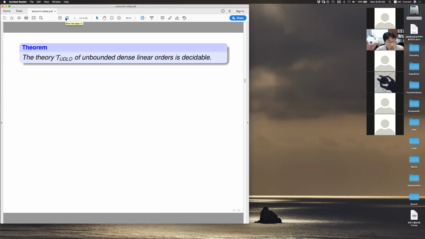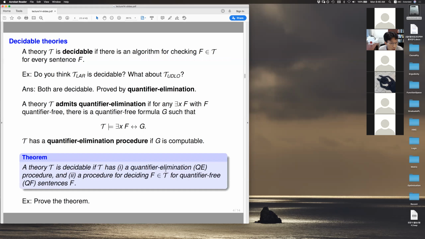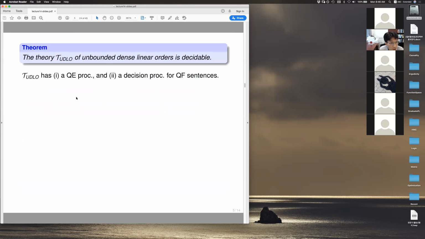So here's what we're going to do. We will first consider the theory of unbounded dense linear order, and we're going to show it's decidable. Following the recipe in the previous theorem, we have to do two things: come up with a quantifier elimination procedure, and come up with a procedure for deciding the membership of quantifier-free sentences in the theory.